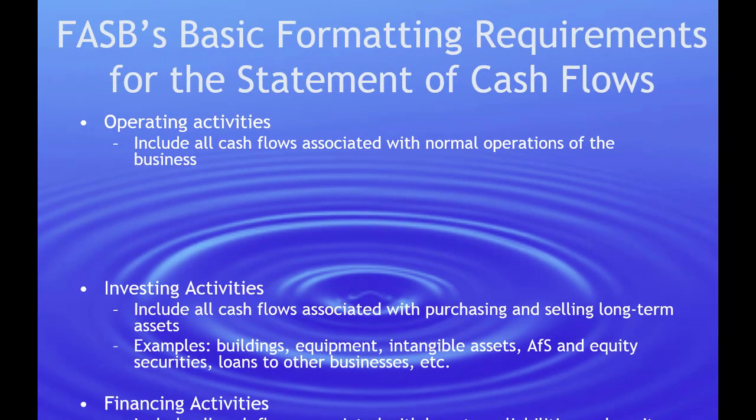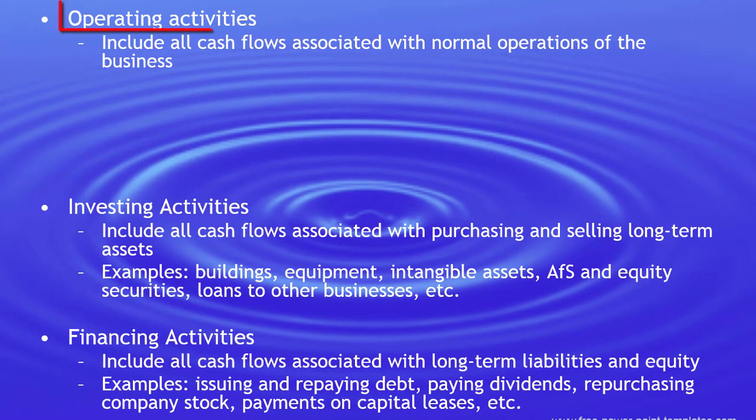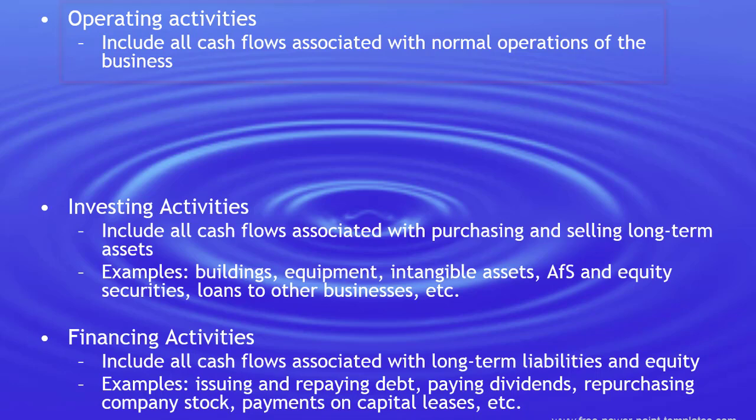Which leads us to what our statement of cash flows looks like. What are the formatting requirements? Well, from earlier discussions, you know that the statement of cash flows is broken into three pieces. The first is operating activities, or cash flow from operations. This is all of the cash flows that are associated with the normal day-to-day operations of our business, hence the name operating activities. The next section is called our investing activities.